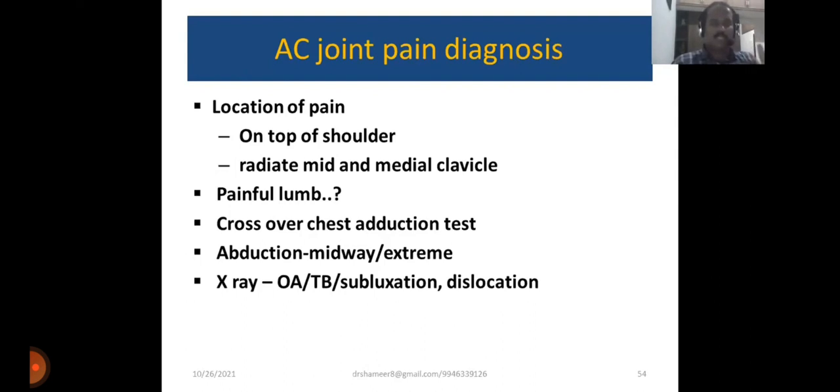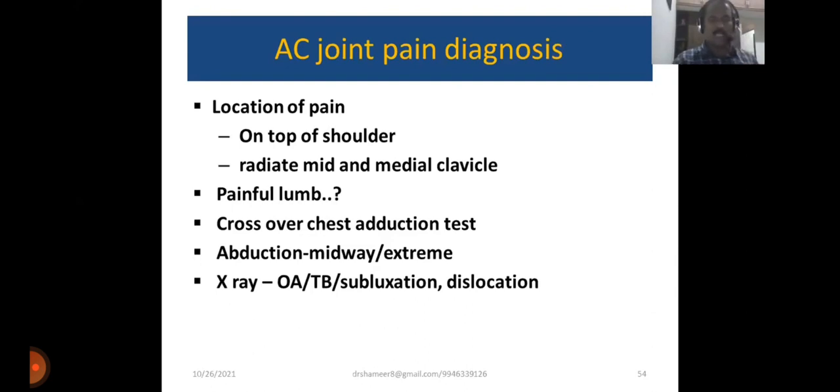So there are three criteria. One, there may or may not be a painful lump. Two, there may be tenderness over the top of the shoulder, and the pain will be aggravated on abduction over 120 degrees. Three, the crossover chest adduction test will be positive in case of an acromioclavicular joint pathology. For X-ray, a shoulder AP is enough.